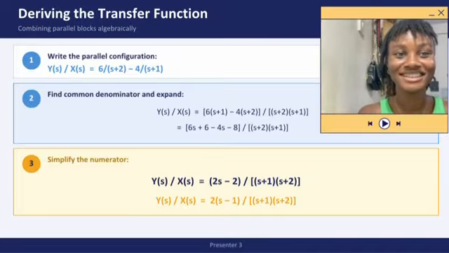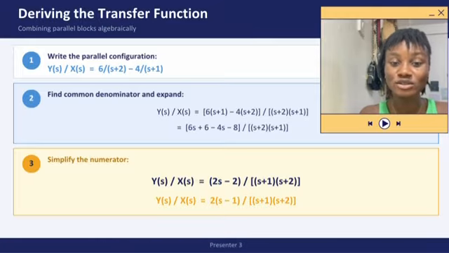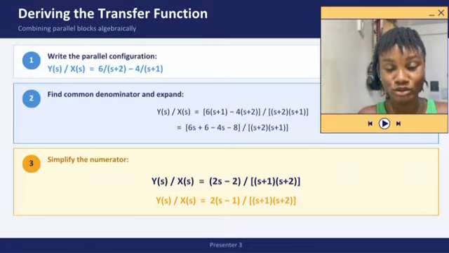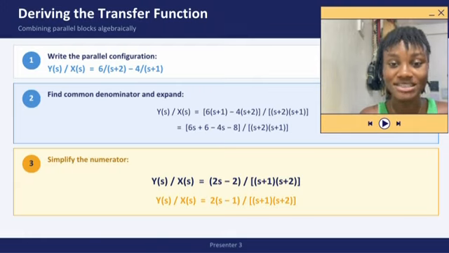Thank you. I'm Mesinda Edu, and I'll walk you through the algebraic derivation of our transfer function. So we are going to start with the parallel configuration that we just saw. That is Y(s)/X(s) is equal to 6/(s+2) minus 4/(s+1). So we need to find a common denominator to combine these fractions. First of all, the common denominator is the product of both individual denominators. So our denominators currently are (s+2) in one bracket and (s+1) in another bracket.